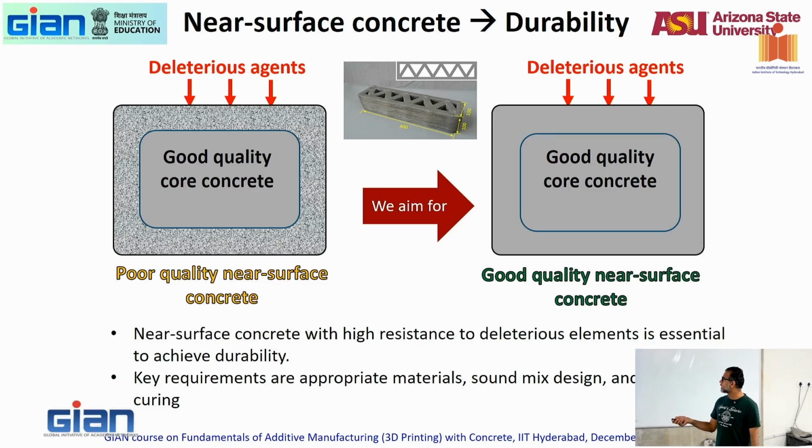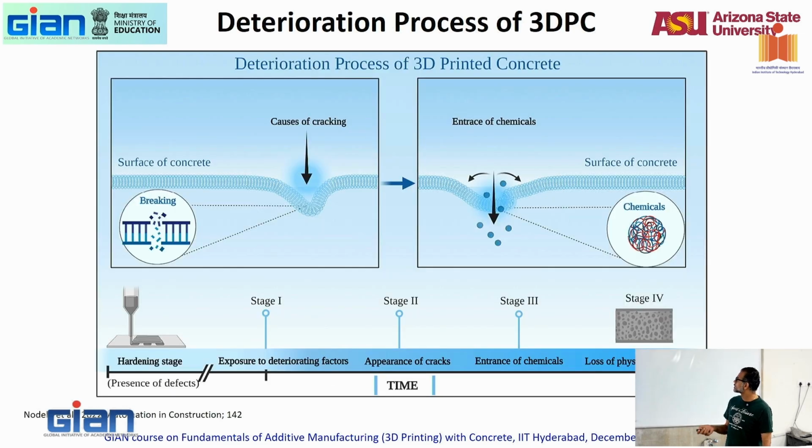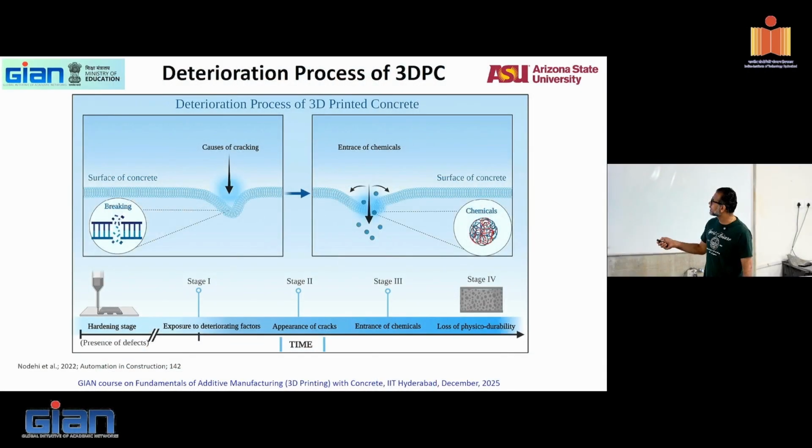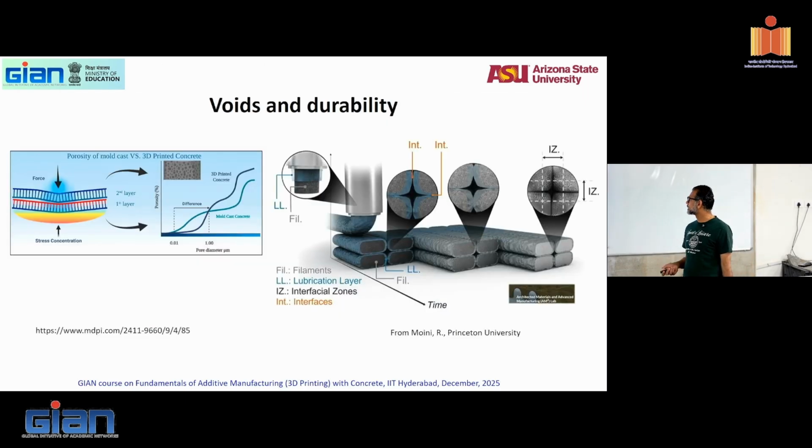So same idea, get good quality concrete so that you can prevent the entry of deleterious ions. Near surface concrete quality problems are what lets chlorides and moisture get in and cause durability issues. So again, what happens when you print? You will have cracks, exposure to deteriorating agents, cracks come in, all the chemicals come in inside, they'll start to react with things in concrete and start to break them apart.